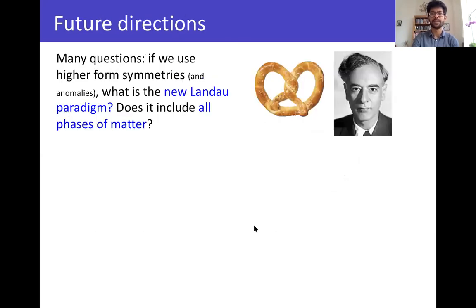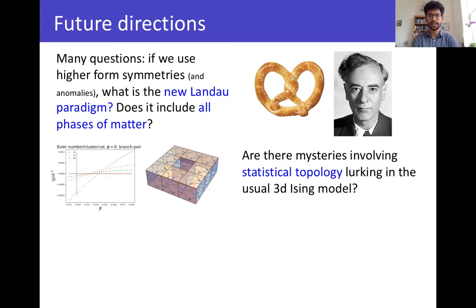Okay, so there are many, many discussions for future research here. Let me just say a few of them. One question, which I started this discussion with, is if you think about higher form symmetries and their anomalies, what is the new Landau paradigm? And does it include all possible phases of matter? I didn't talk about this much, but please ask me afterwards. It's quite possible that there are mysteries involving statistical topology, even in the normal 3D Ising model. There are various plots that are zero when they don't need to be, and I'd like to understand what's happening there.